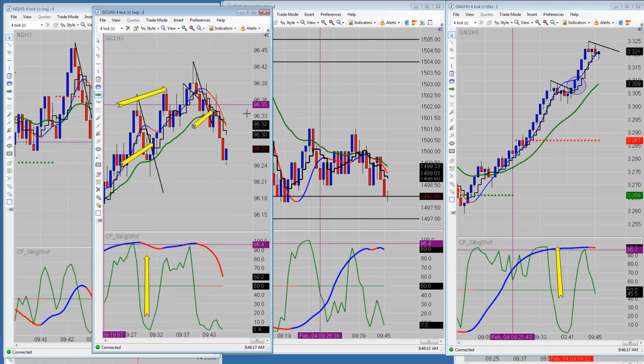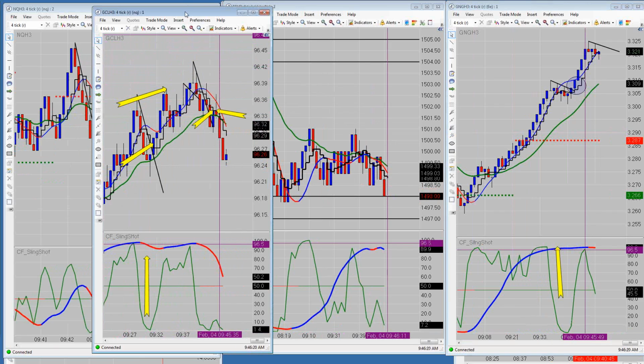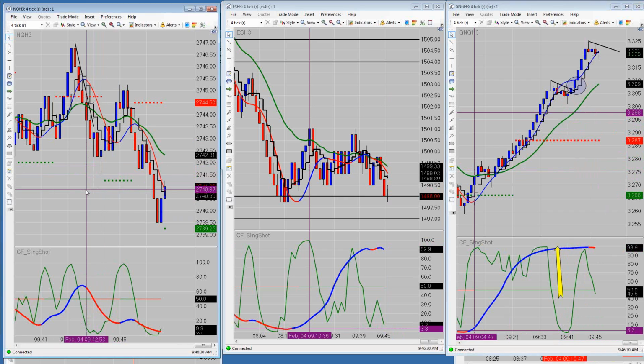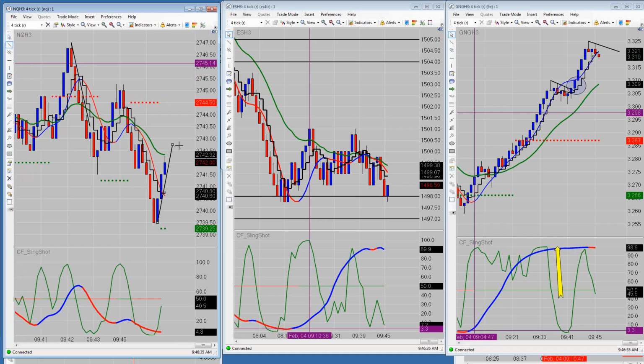And let's just get us out of this thing. Right there. And let's see. Here we go. We pulled back up to test the BBC on the NQ.